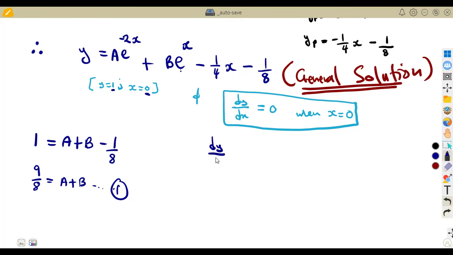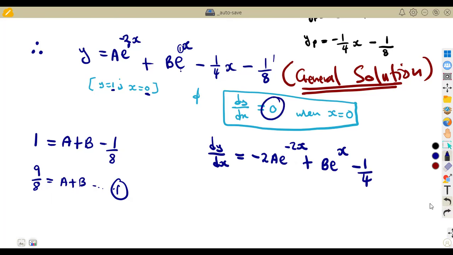So what is the derivative of y with respect to x? We differentiate e by dropping the exponent, and we find the derivative of the exponent, which is minus 2. So it's going to be minus 2a e to the exponent of minus 2x. We differentiate the b term, which stays as it is. We find the derivative of minus 1 over 4x, which is minus 1 over 4. The derivative of minus 1 over 8 is 0. So this is our derivative.